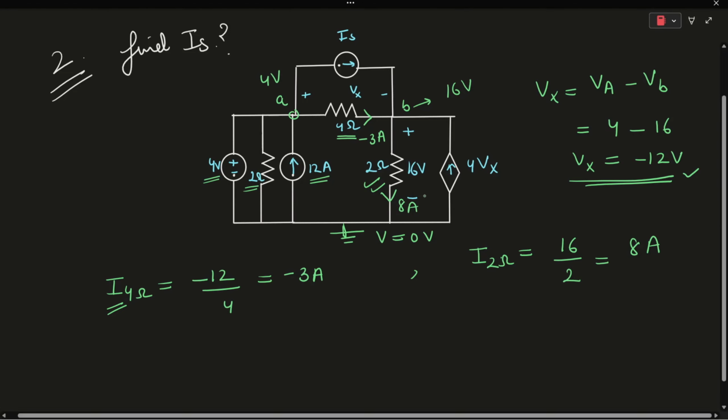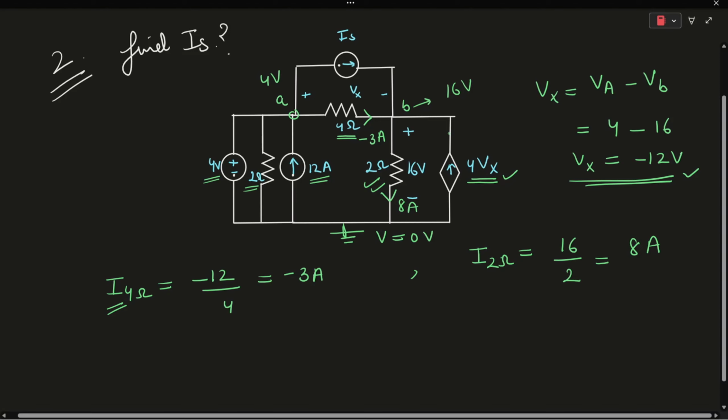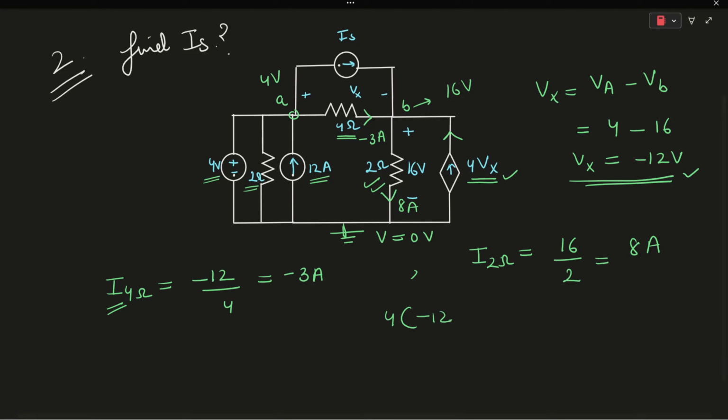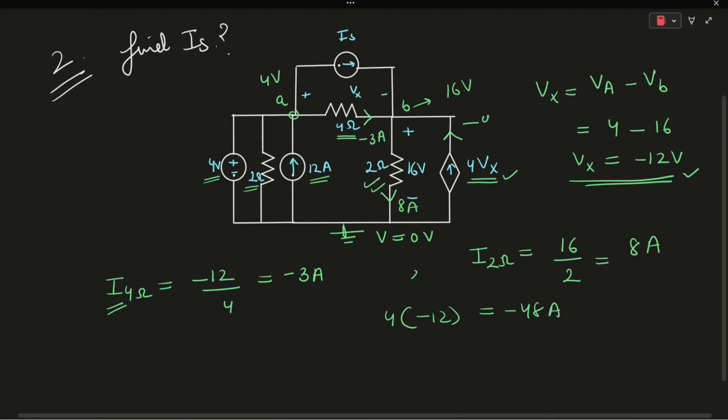Also, we can see that the value of the dependent current source is equal to 4 times Vx. It means that the current flowing in this branch will be equal to 4 into minus 12, which is equal to minus 48 amperes.